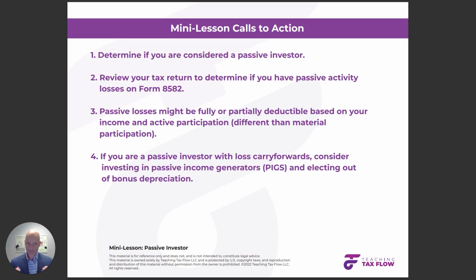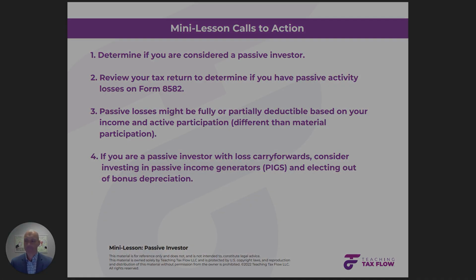If you are a passive investor with loss carry forwards, consider investing in pigs. We call it hunting pigs, and that's another mini lesson and part of this course. And potentially electing out of bonus depreciation. What that means is that if you have property that's eligible for bonus depreciation and you have passive activity losses, you might want to elect out of that depreciation, because if you sell the property, the depreciation recapture at this point is at a higher tax rate than capital gains. So you actually want a higher basis, since that deduction is not going to help you in the current year anyway. All right, thanks for watching this mini lesson and have a great day.